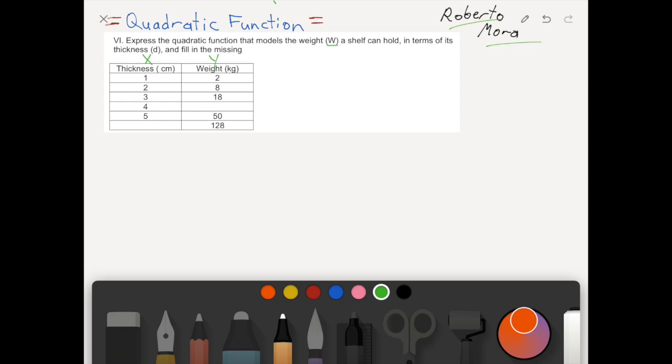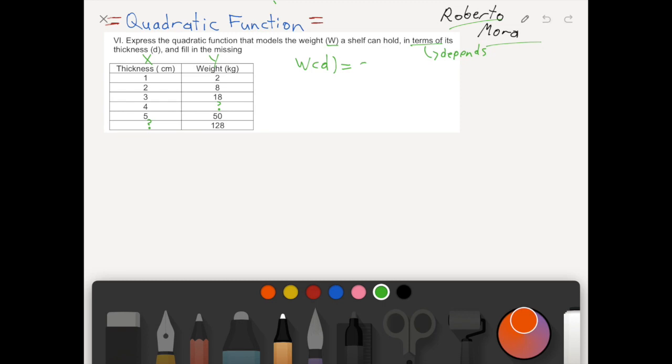So we want to model W. So the function is going to be called W, and the variable that it depends on is the thickness, and we should express it as a D in this case. So let's put D. We want to find the missing.